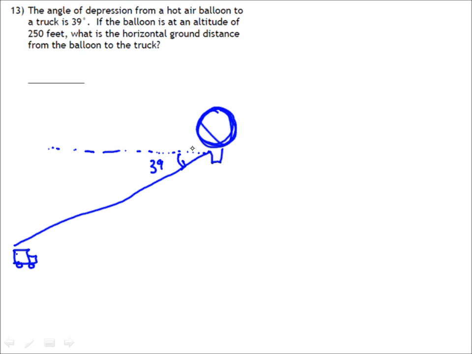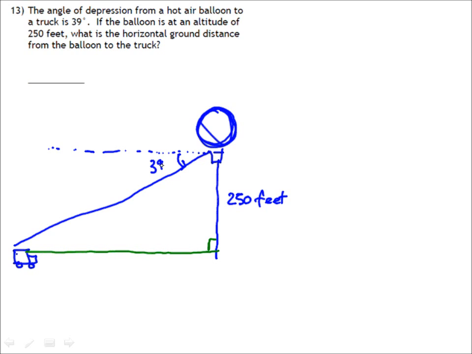It says that the altitude of this hot air balloon is 250 feet. So I'm going to go ahead and plop in the altitude here, 250 feet. And the question is, what is the horizontal ground distance from the balloon to the truck? Horizontal ground distance would be measured along this line. So we're basically asked to find the length of the green line here.